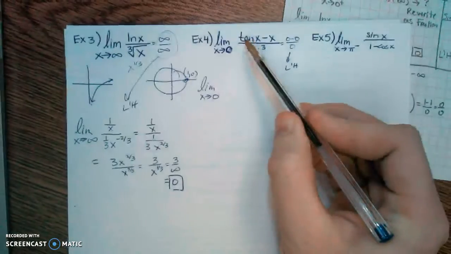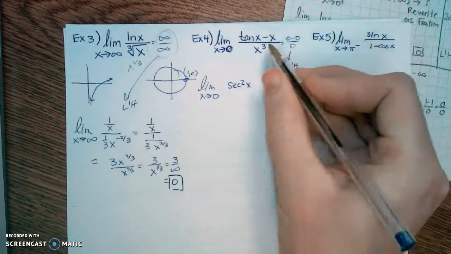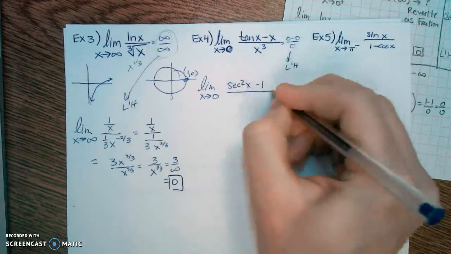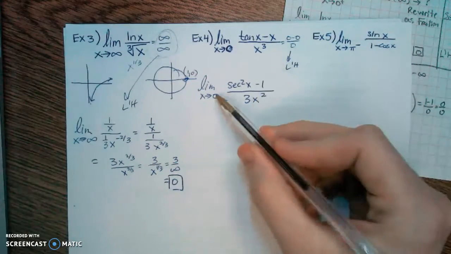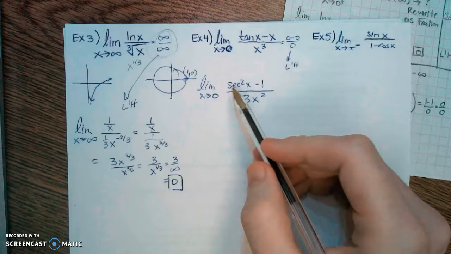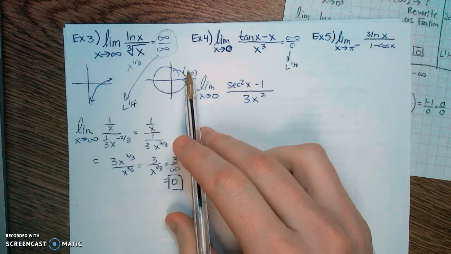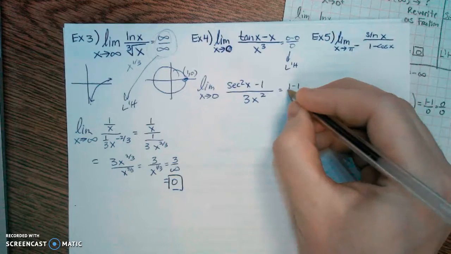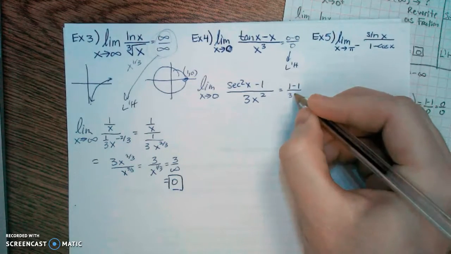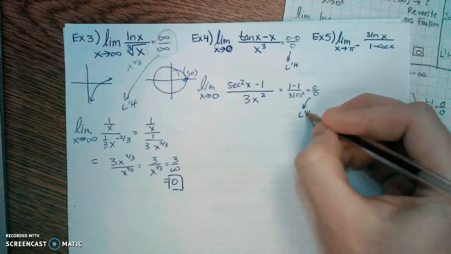So the derivative of tangent is secant squared. Derivative of negative x is negative 1. Derivative of x cubed is 3x squared. And then if we plug in 0 now, so secant of 0, so we look at the cosine, and we get 1. So we have 1 squared, which is 1, minus 1, over 3 times 0. So here we get 0 over 0 again. So that means we can use L'Hopital again. We have that indeterminate form.